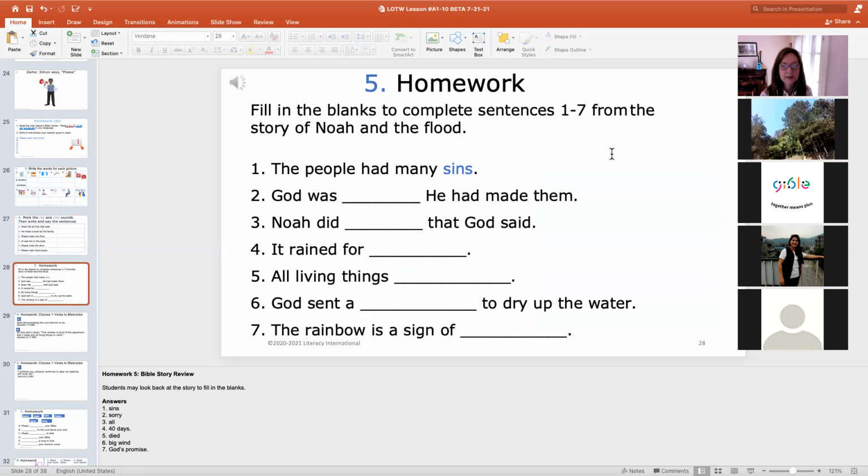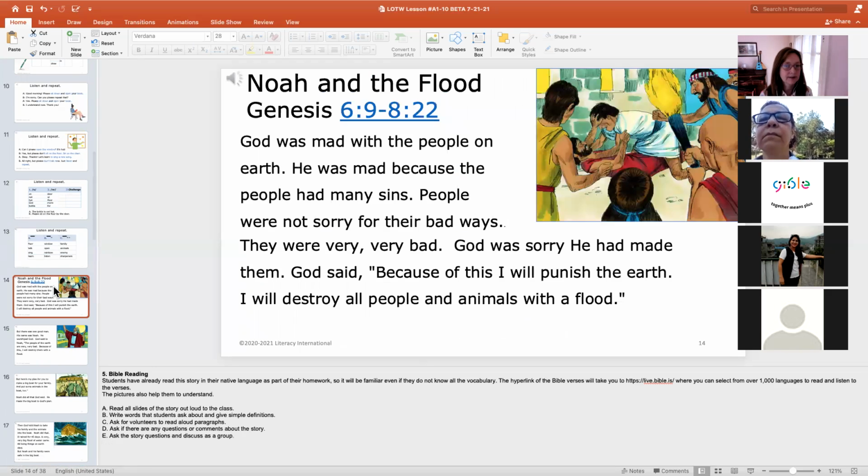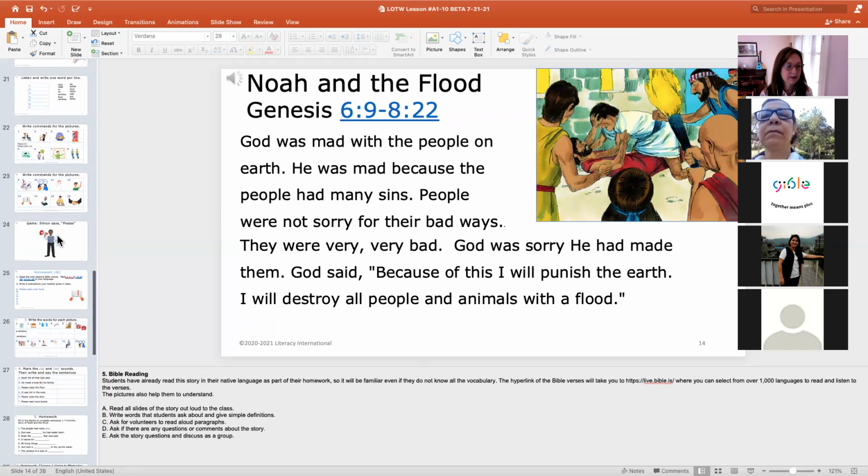Homework 5 is reviewing the Bible story. And there's different exercises to do this. Sometimes it's fill in the blank, sometimes it's put the sentences in sequence. But they will probably need to go back to the Bible story that they read and fill in the blanks here. And so again, number 1 is done. The people had many sins. So if they are not sure, they can go back to the story, and it says here, he was mad because the people had many sins. And so that's the word they're looking for.